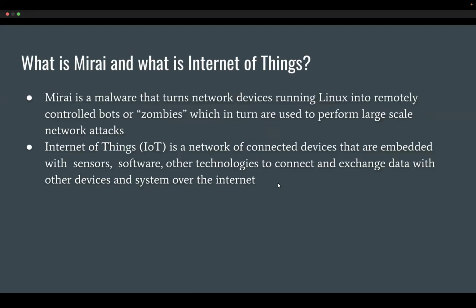So Mirai is nothing but a malware which takes control over certain network devices and converts these network devices into botnets, which are further used to perform large-scale network attacks like DDoS. Internet of Things is just a connection of certain types of devices which usually have sensors, software, and other technologies which are used to establish connection with each other, exchange data, and so on.